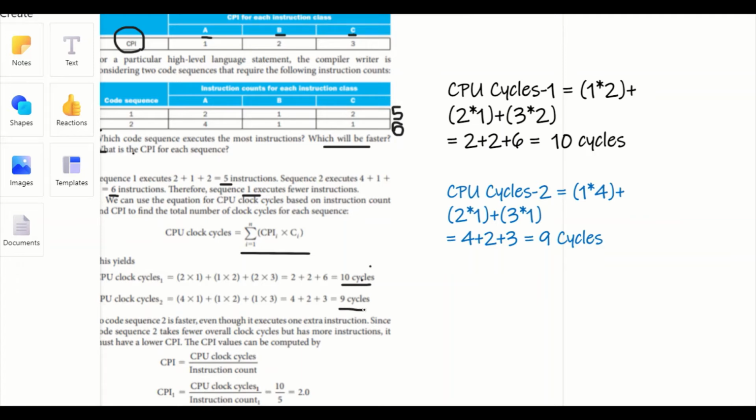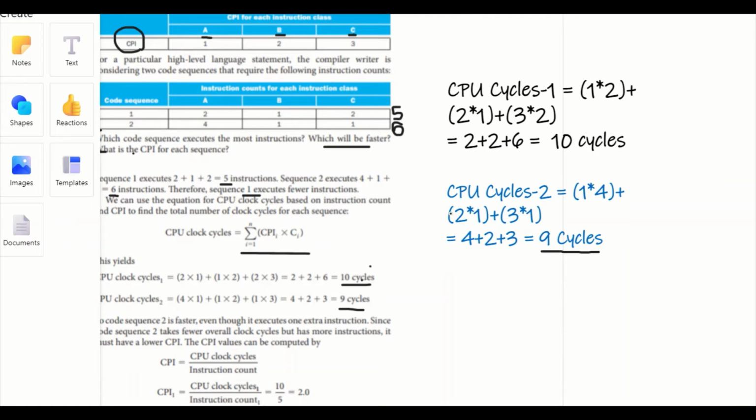Okay, fine. Now, by seeing the number of cycles, you can conclude which program is faster. The question is, which will be faster? Can you see 10 cycles, 9 cycles? Obviously, 9 cycles is shorter. Shorter the cycle, faster the performance. So program 2 is faster. Program 2 contains 6 instructions, program 1 contains only 5 instructions, but still program 1 takes more time because of the CPI. Can you get the idea?